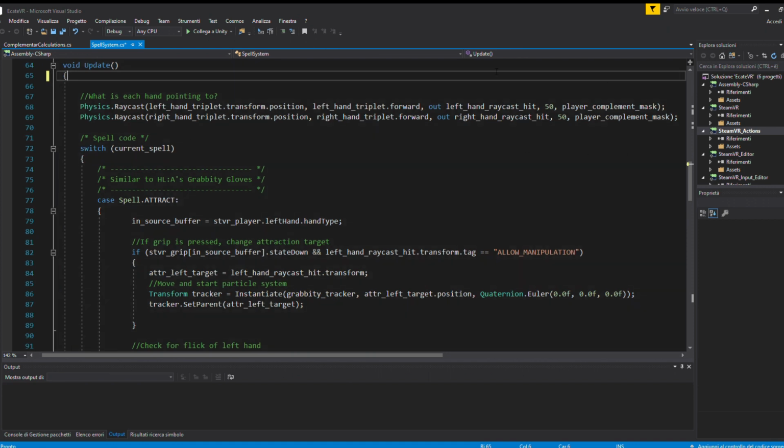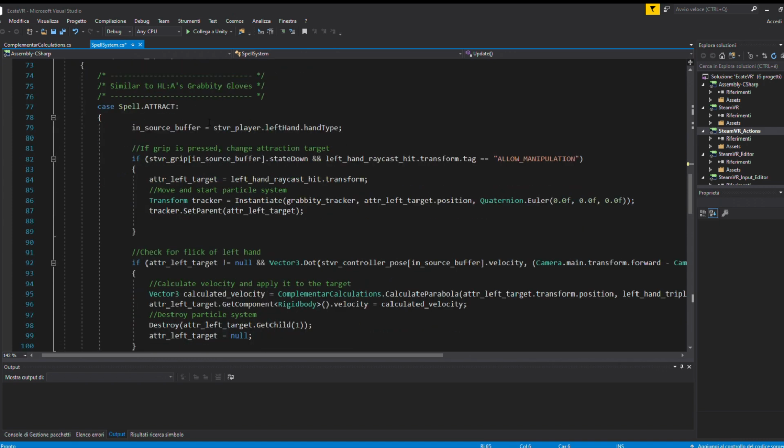As you can see, raycasting is first used from both hands to check what they are being pointed at. Then, if the grip button is pressed, we store the transform of the object in a buffer. The following code is to spawn a particle system.